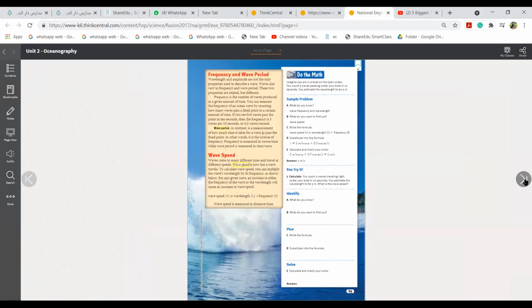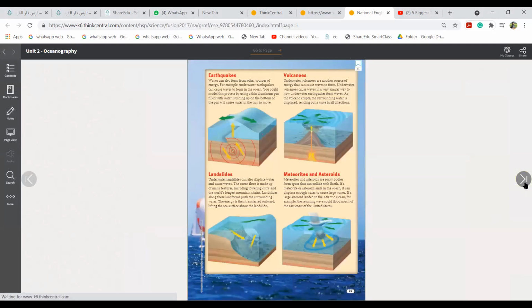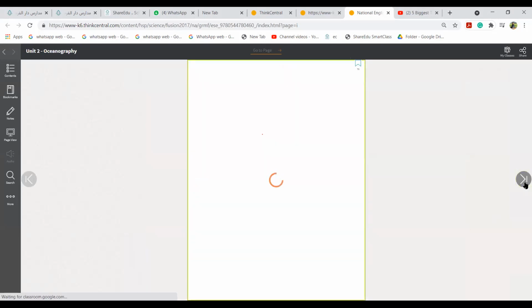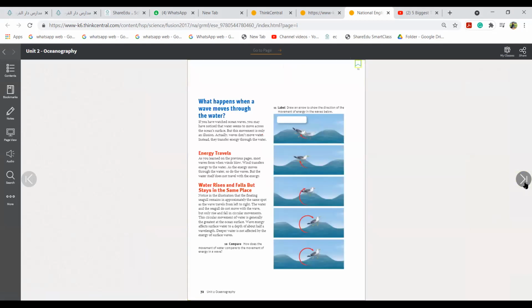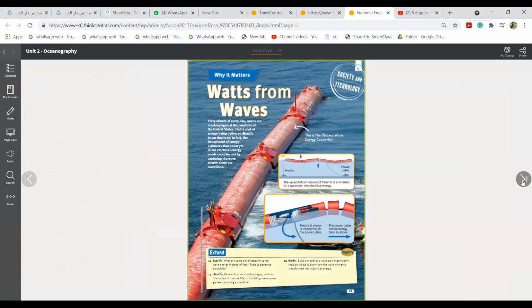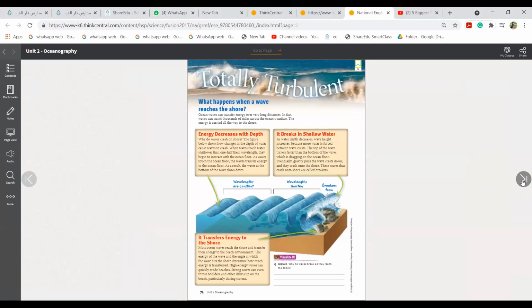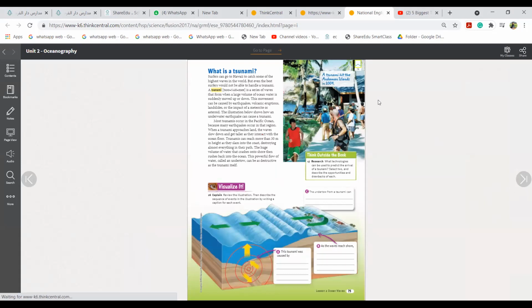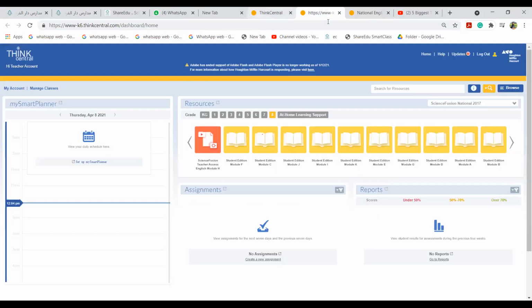Tomorrow I'm going to explain how to calculate this, and then we are going to study earthquakes, volcanoes, and different kinds of disasters, and how the energy makes the waves move from one place to another, how it is related. So we're going to see the video now.